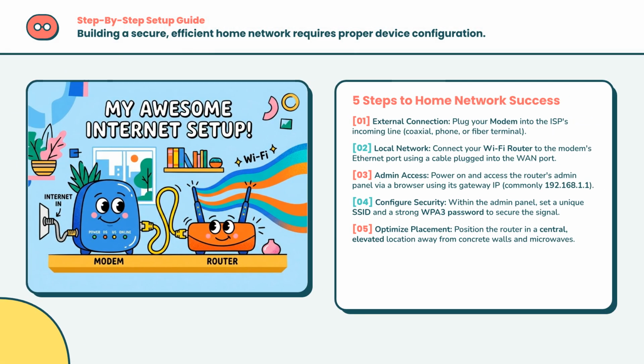Setting up a home network is straightforward. Connect your modem to the ISP line, link your router, access the admin panel via your browser, configure your unique Wi-Fi security, and optimize your router's placement for the best signal.